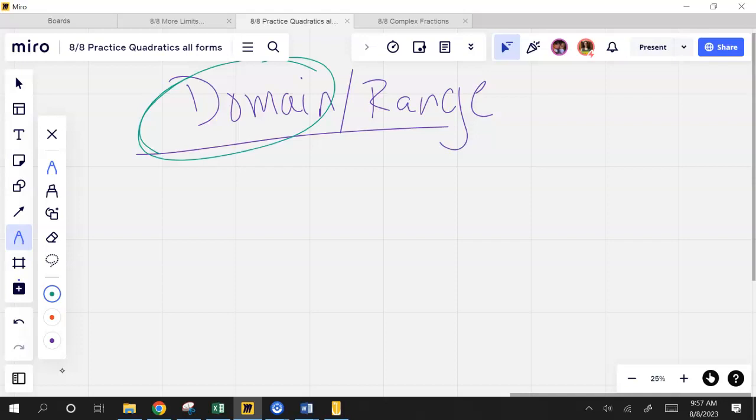You ready? Tell me what domain is. It's all the x values. It's everything that x can be. It describes the x of a graph or a function or an equation or anything like that. It tells you what all x can be, or it tells you what x could not be. Okay, which means that range describes what? The y values.